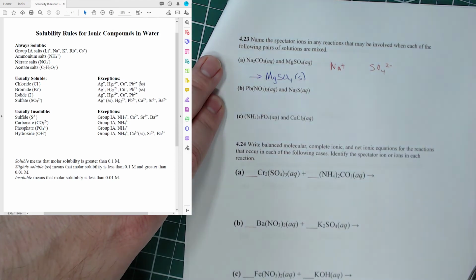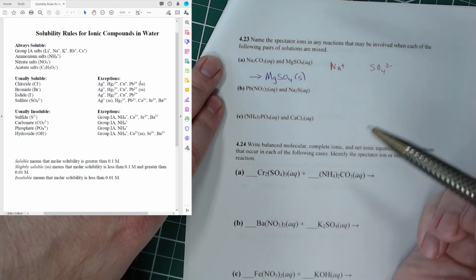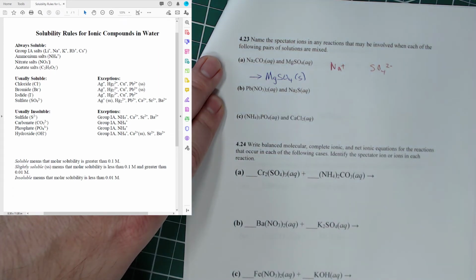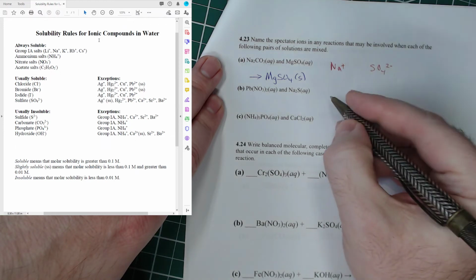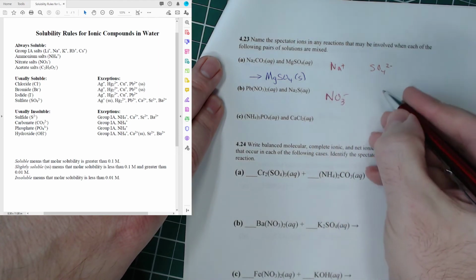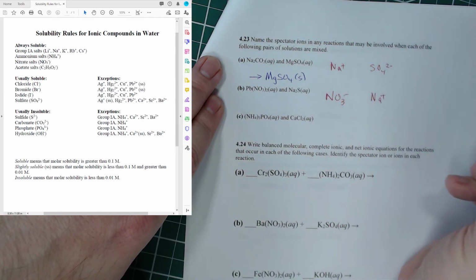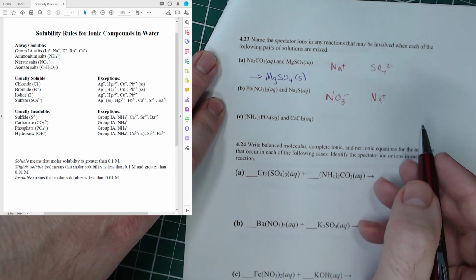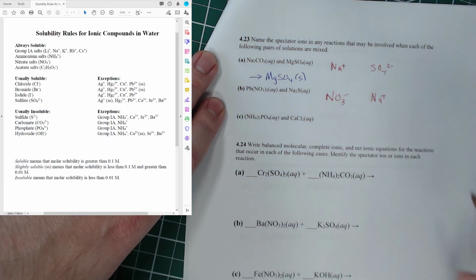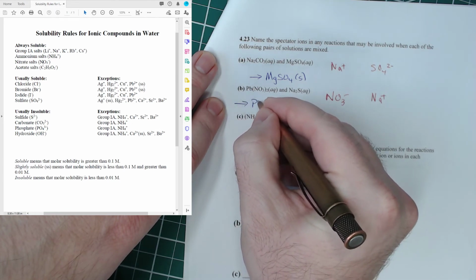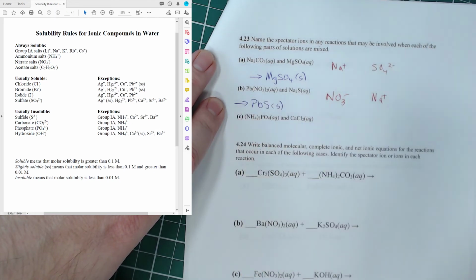All right, for this one, we've got lead nitrate and sodium sulfide. This one's pretty easy because we've got one from our always soluble list in each of these. Nitrates are always soluble, and sodium compounds are always soluble. So we will put NO3 minus and sodium. Those are always soluble. Okay, so there we go. And in case you're curious, the thing that is going to form the precipitate is lead sulfide. So our precipitate is PbS solid.